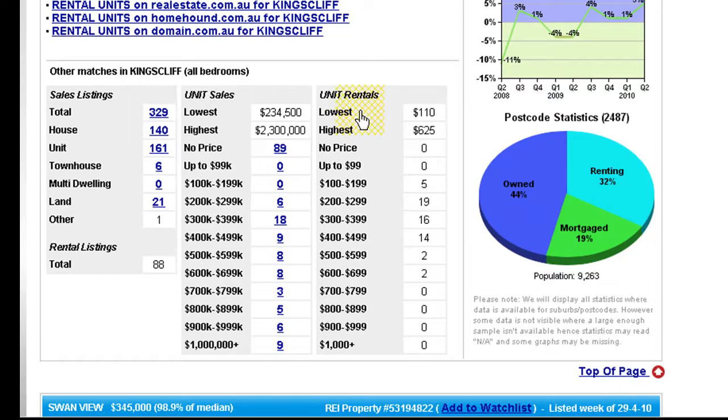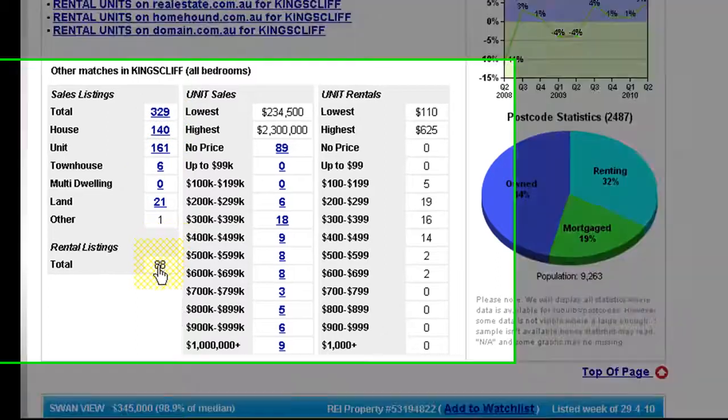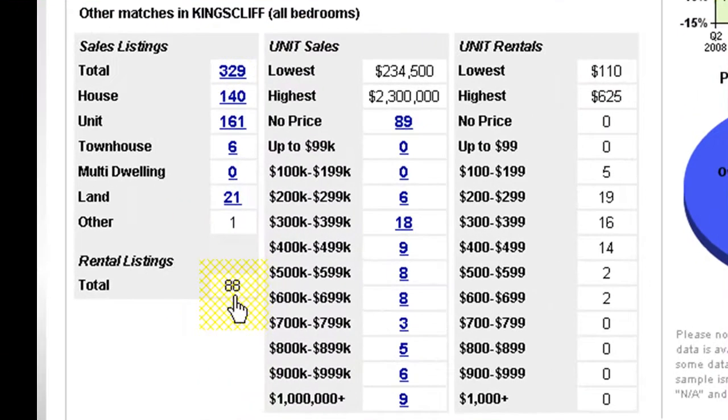When I move over to the left-hand side of this listing now, we can see a detailed breakdown of what's for sale in Kingscliff: 140 houses, 161 units, etc. In addition to that, there's 88 properties for rent right now, and we can see here in terms of spread that the units on the market are between $230,000 and $2.3 million, with the biggest cluster being in that $300,000 to $400,000 category.